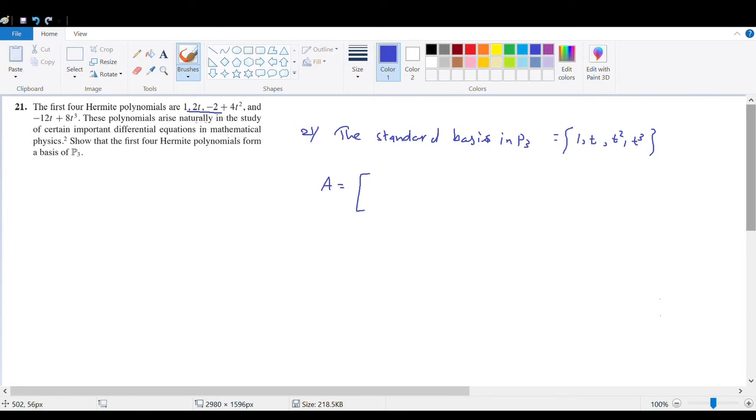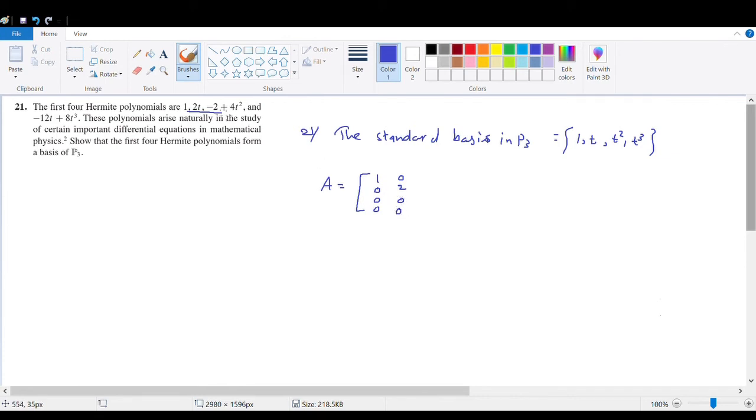So we will take the coefficient of the first one. Here we have 1, so the coefficient of the constant is 1. The coefficient of t is 0, the coefficient of t squared is 0, the coefficient of t cubed is 0. For the second one, 2t, the constant is 0, the coefficient of t is 2, the coefficient of t squared is 0, and the coefficient of t cubed is 0.